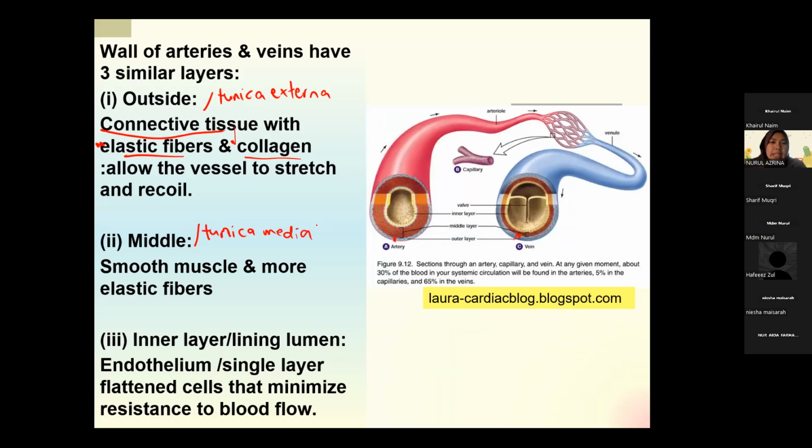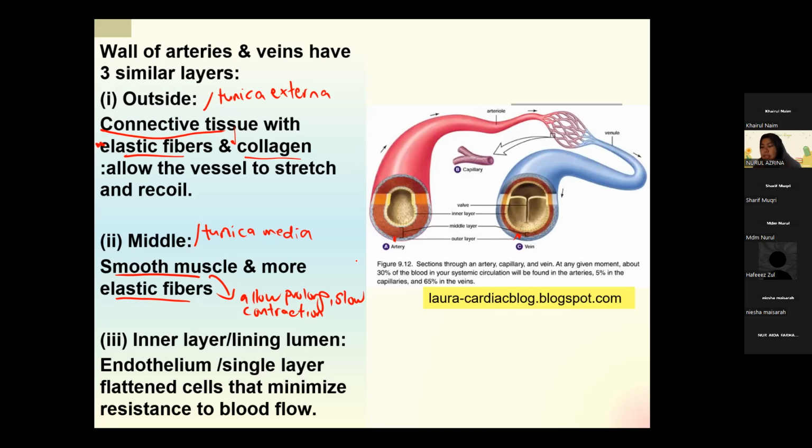Okay, so the middle layer is composed of a lot of smooth muscle and more elastic fiber. So the smooth muscle helps the artery and vein to continue contracting for a longer time, even though the contraction is very, very slow, but it is prolonged, to allow prolonged, slow contraction. So blood can flow effectively within the vessel.